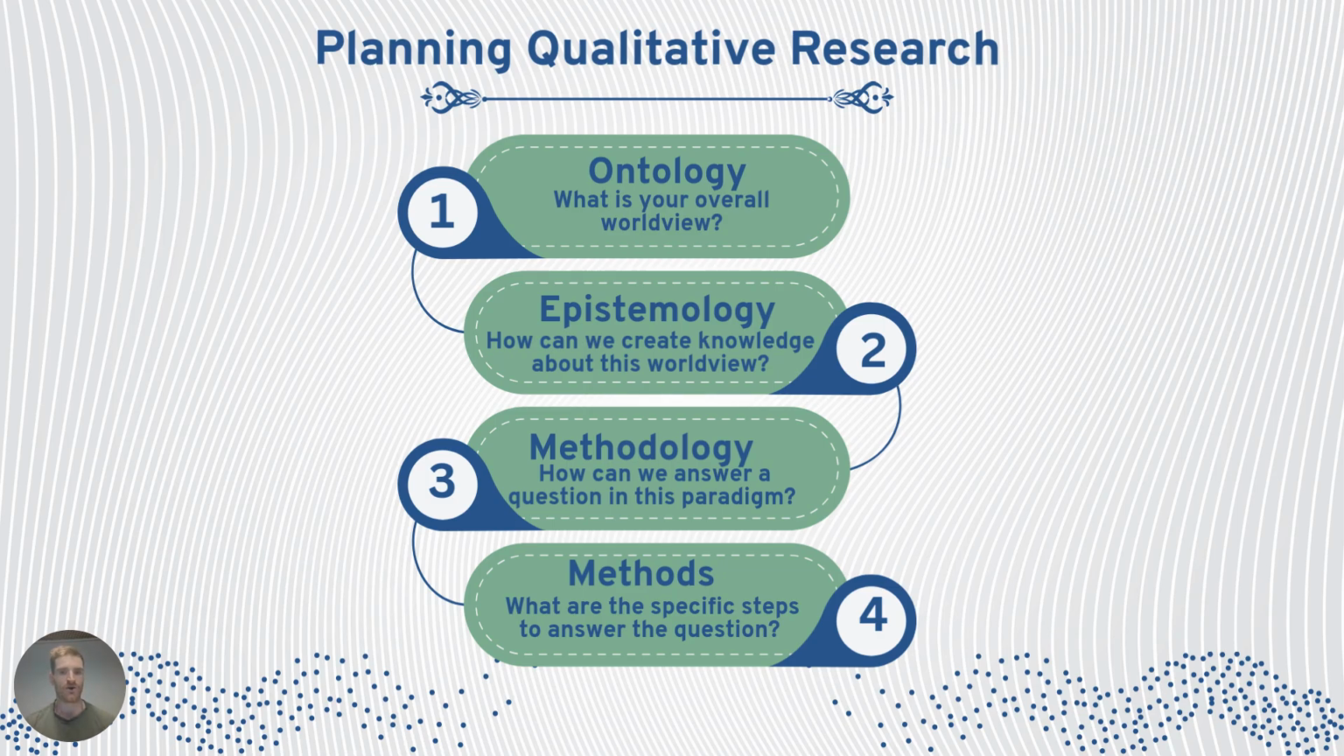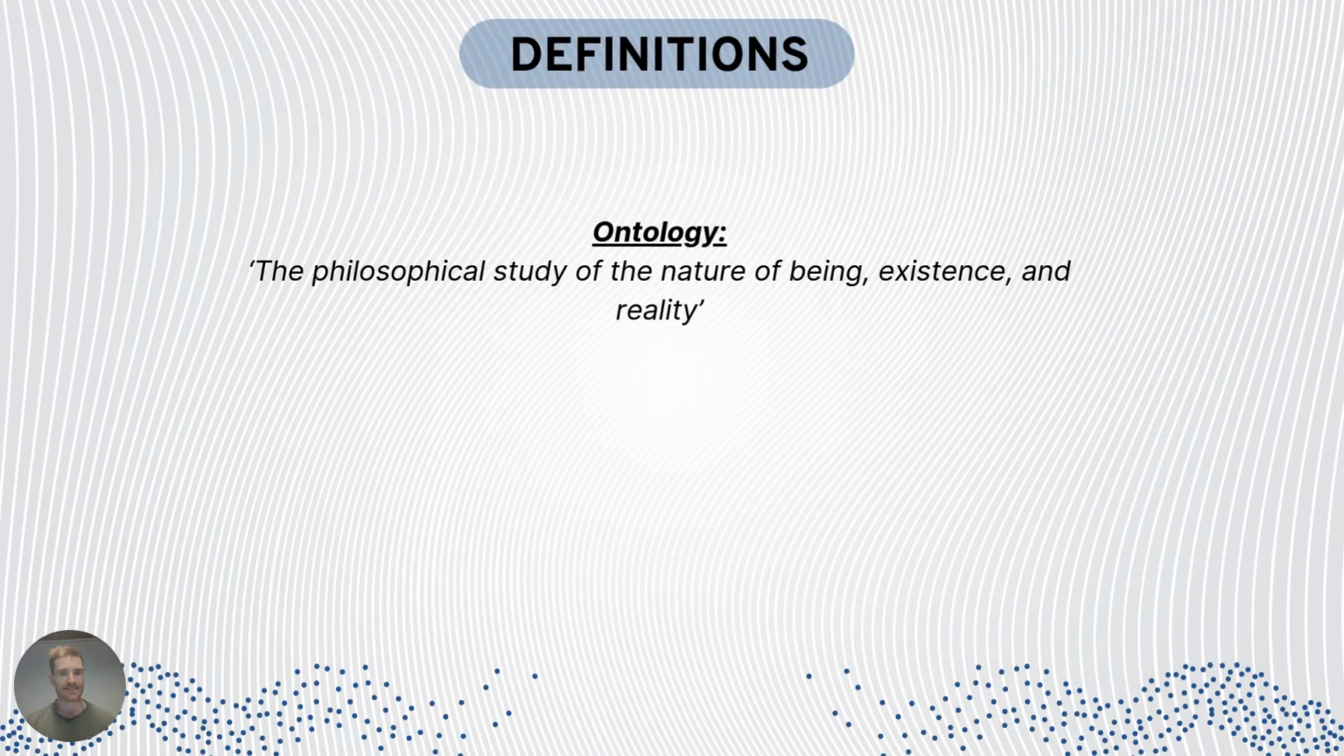So we start with our ontology, and that's our belief about the world. So it's the philosophical study of the nature of being, existence, and reality. So it's the study of the world around us and what we believe it is made of. So do we consider that the world is simply an objective reality that we can measure and define, or is the world shaped by our interpretation and the individual interpretations of each person within the world?